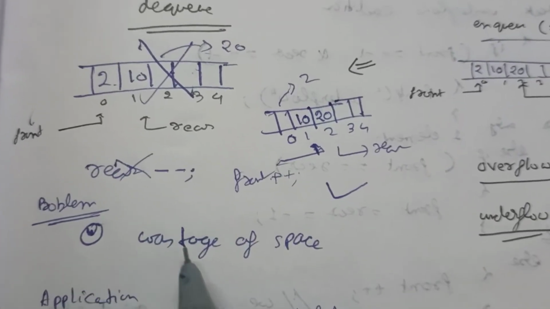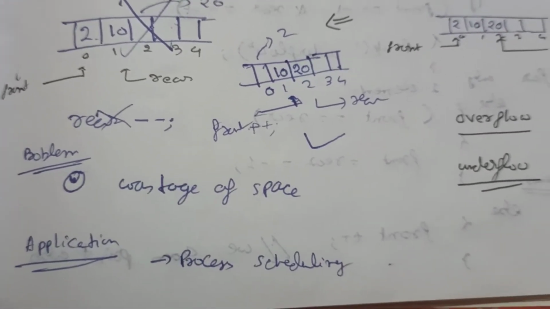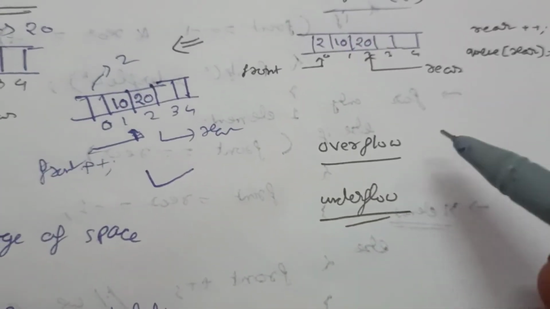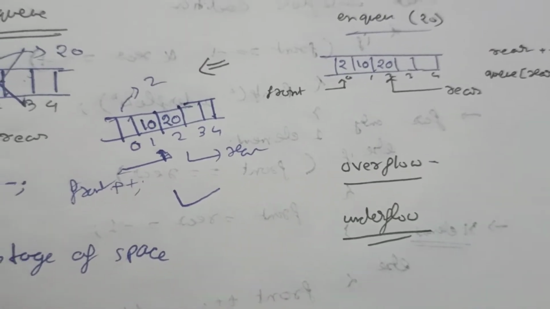The problem of queue is the wastage of space, and the applications are CPU scheduling, process scheduling, these types of things. And the two conditions here are also present, overflow and underflow. When this happens, I will be showing you through code.